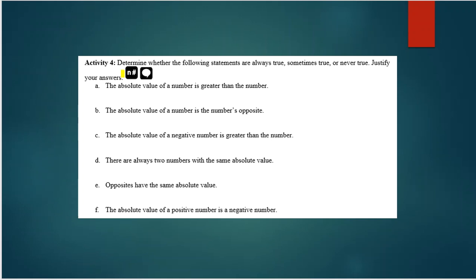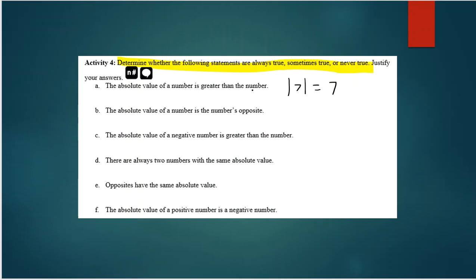Okay, so it says determine whether the following statements are always true, sometimes true, or never true. Justify your answers. The absolute value of a number is greater than the number. Well, if we have the absolute value of 7, that's just going to be 7. So in this case, the absolute value of a number is greater than the number.